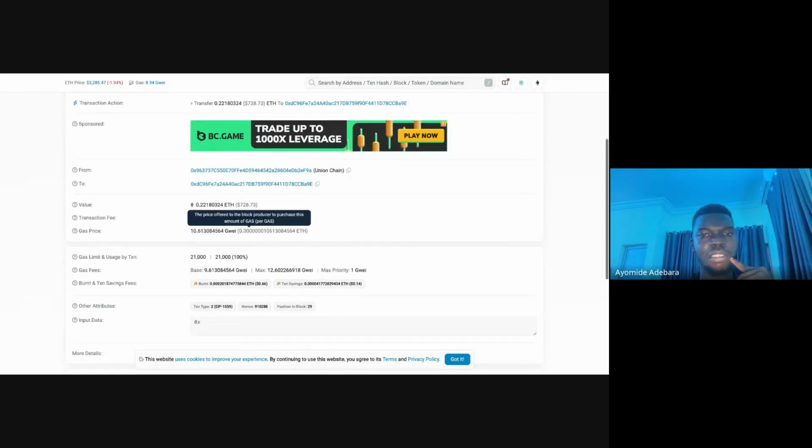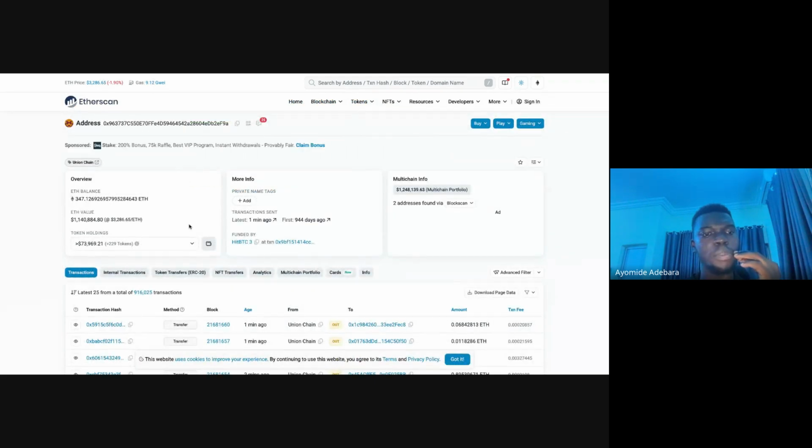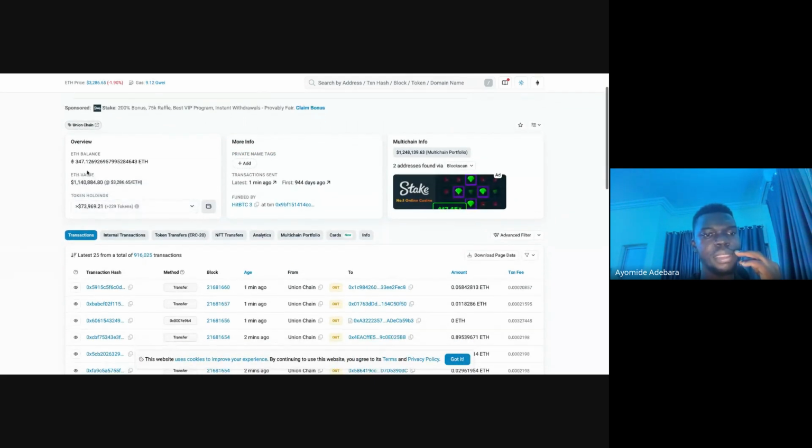This is transparency. Now, we are now like, okay, can we see the account of this person? Can we see the balance of this person? Yes. So you can click on this, and it takes you right to the person's balance. Here's the person's balance. The person has about 347.126 worth of Ether. And the total value of the Ether he has is about $1,140,000. So that is how much he has.